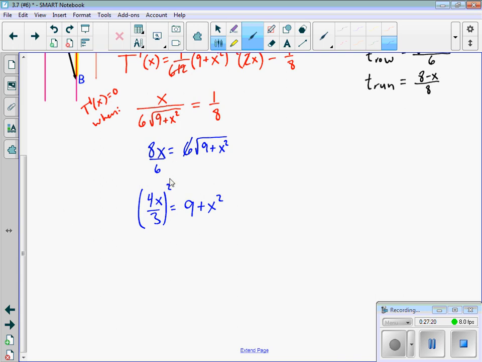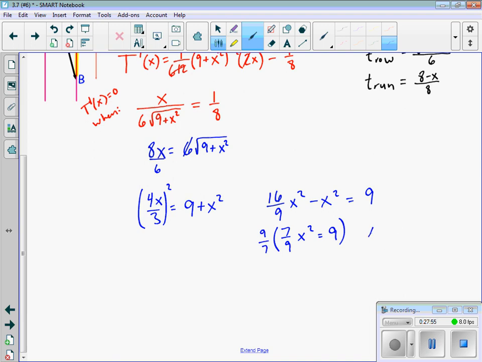So this turns into 16/9 x squared. I'm going to subtract this x squared over, and then it equals 9. What's 16/9 minus 1? 7/9. So we've got 7/9 x squared equals 9. What would be your next step there? So multiply by 9/7.